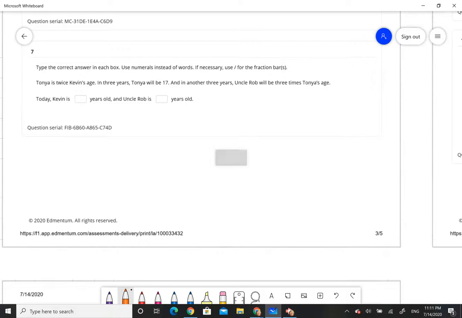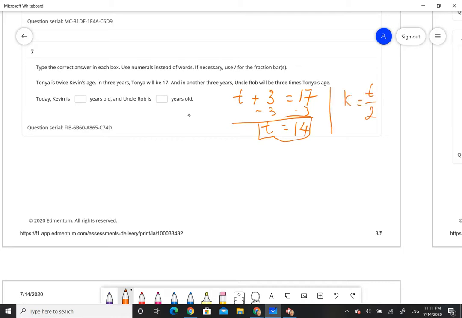So right now, in 3 years, Tonya is 17, right? That means T, which is the age of Tonya, plus 3 equals 17, right? So it's minus 3, minus 3. So right now, Tonya is 14, right? That is Tonya. But then Kevin, Tonya is twice Kevin's age. That means Kevin equals T divided by 2, which is 14 divided by 2, which is 7, right? So that means Kevin is 7.